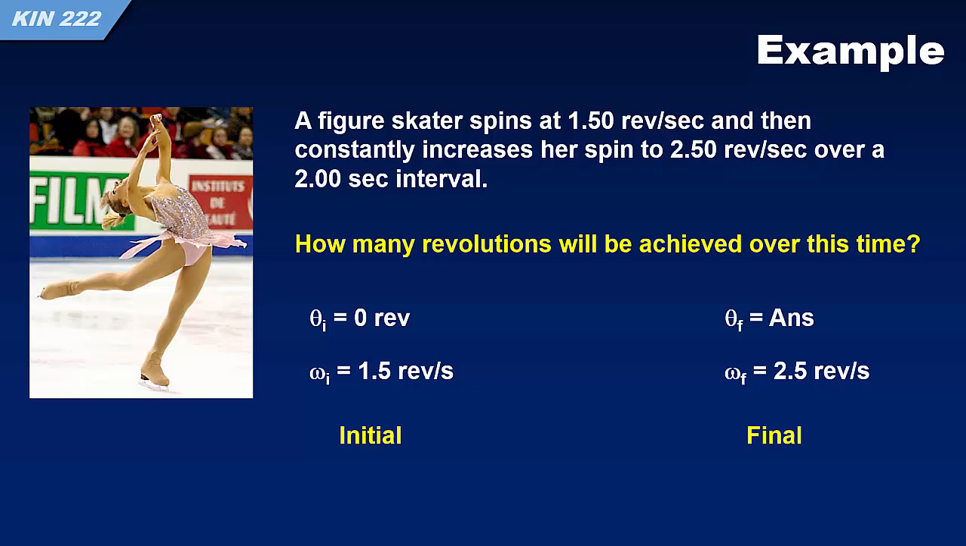And finally, for the last two pieces of information that we look for in these kinds of questions, we're looking for the time, and we know that this whole question takes place over a 2-second interval, so the time is 2 seconds. And the last thing is the angular acceleration, and we're not actually given angular acceleration, not explicitly. We know angular acceleration had to have taken place because the angular velocity changed. She went from 1.5 revolutions per second to 2.5 revolutions per second. So if the angular velocity changed, then there had to be angular acceleration. But in this case, we don't know it yet.